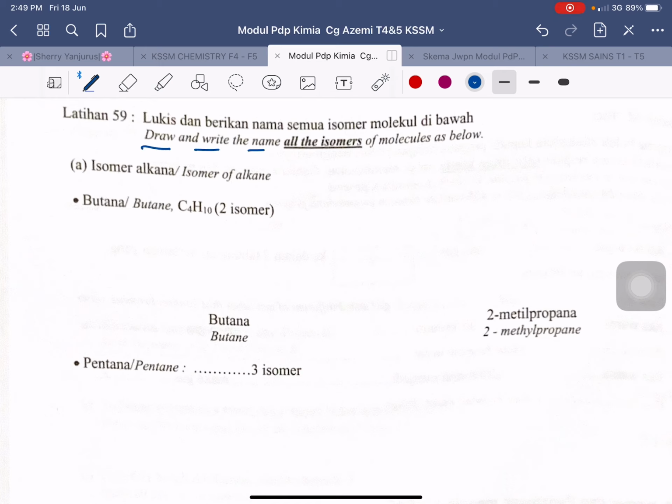Draw and write the name of all the isomers of the molecule as below. A. Isomer of alkane. Alkane's general formula is CnH2n+2, where n starts from 1, 2, 3 and so on. So butane, there are two isomers of butane. The book already gives you the name, so you will draw according to the name.